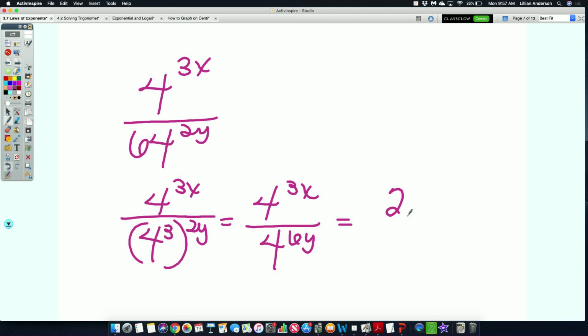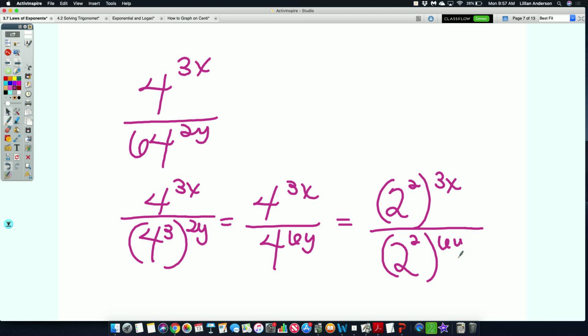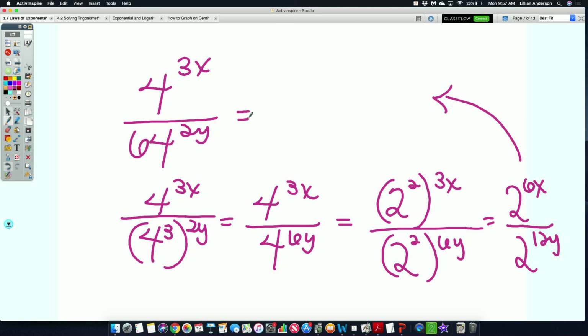So I could do 2 to the second power for both the top and the bottom. What do you do with those exponents? After you multiply, probably. Okay, so then that'd be 2 to the what power? 6x. Over 2 to the... 12. And then we could subtract it from there to get our final answer of 2 to the... There we go.